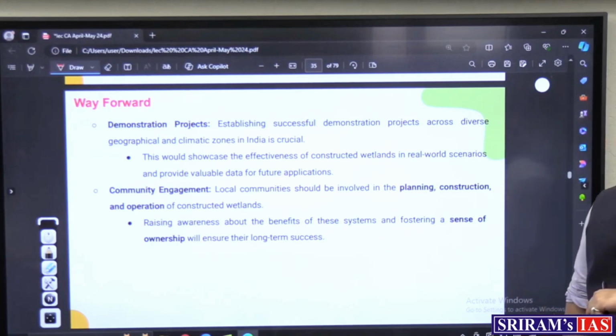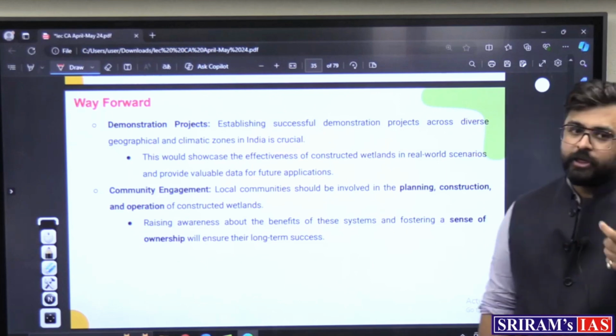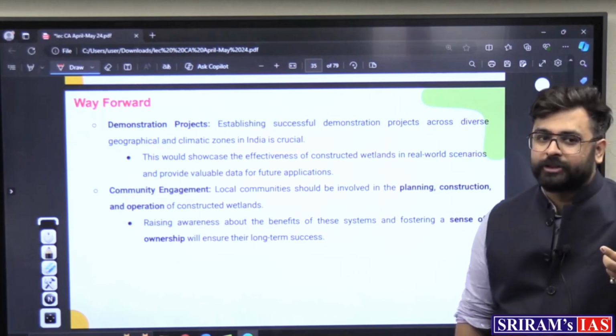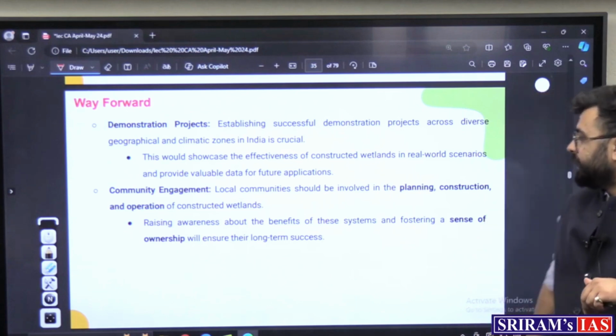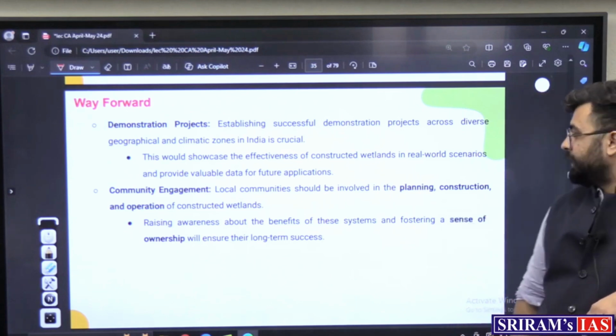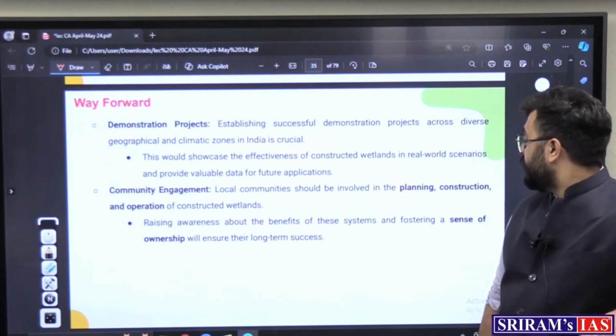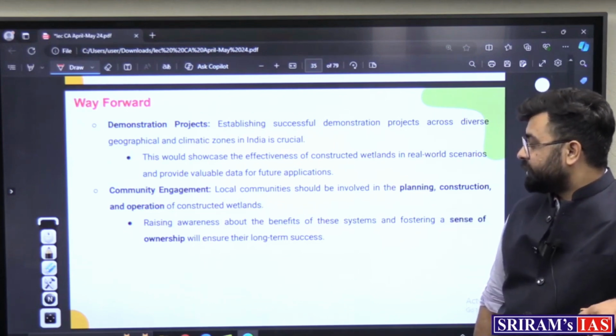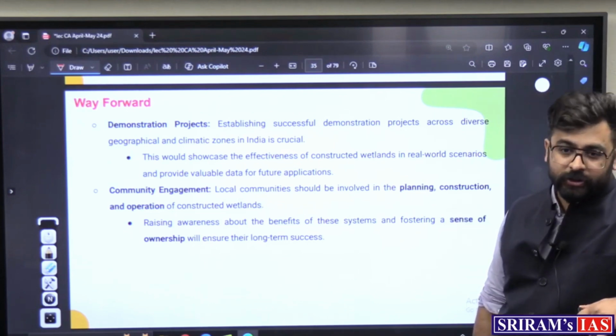Then community engagement. The local community should be involved in planning, construction, operations. Again, when you are doing this, traditional people know best. Alright? So raising awareness about the benefits of these systems and fostering a sense of ownership will ensure their long-term success.